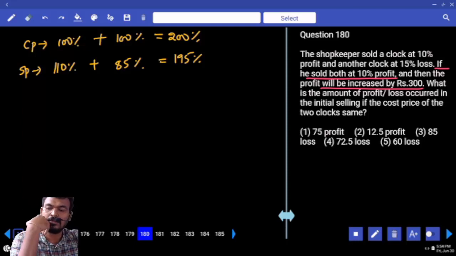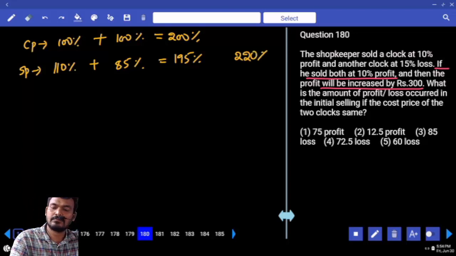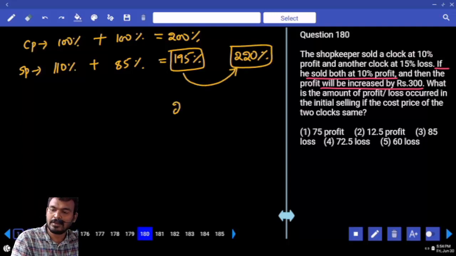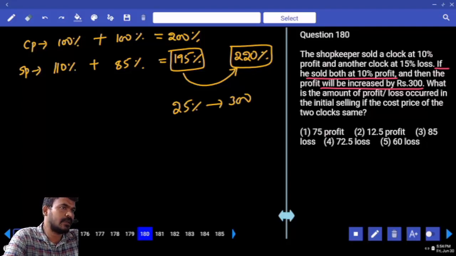In that 200, how much percent is profit? 10%. 10% profit means the selling price is 220%. What is the original selling price? 195. What is the new selling price? 220. How much value is increased? 25. The 25% is equal to which one? 300. Profit increased means the selling price also increased or decreased? Increased. Selling price how much percent is increased? 25. But the value is 300.